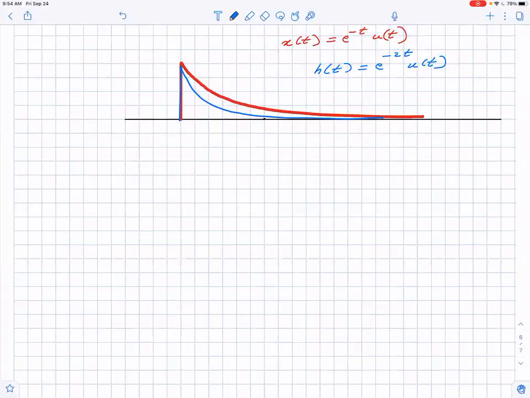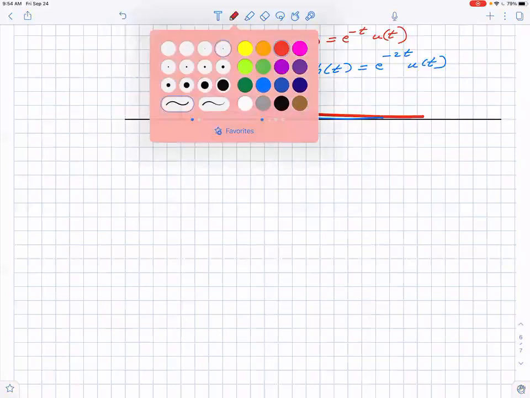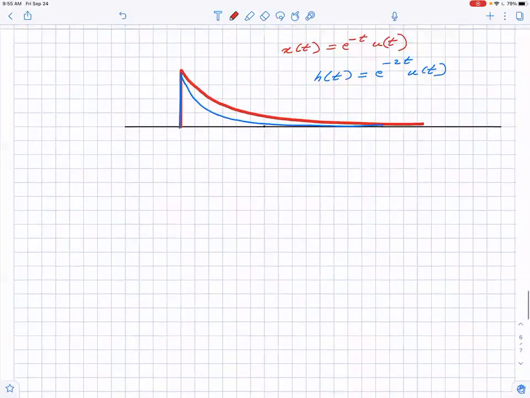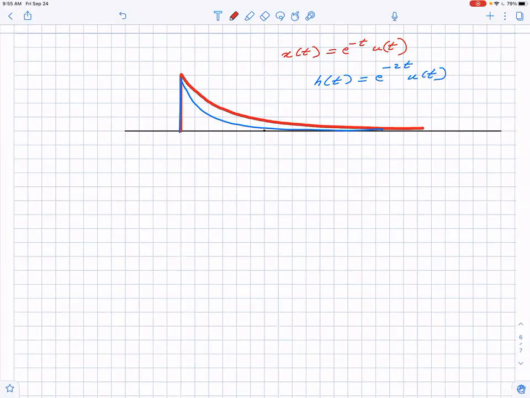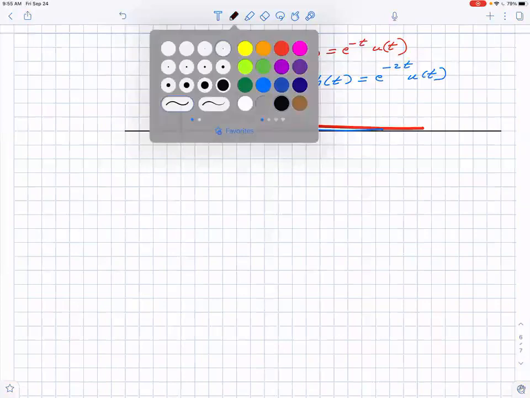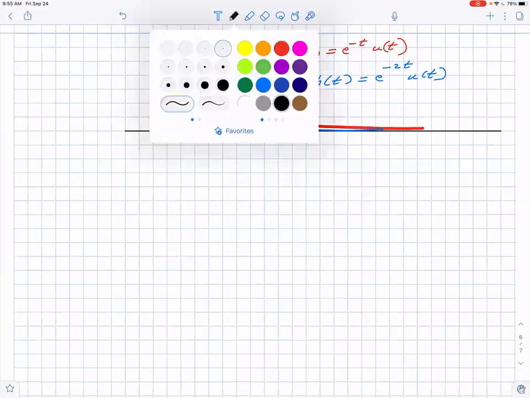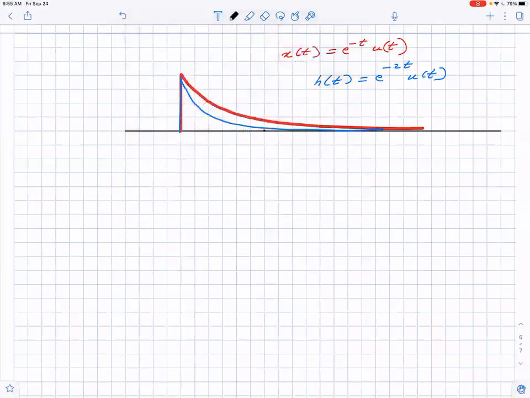Consider this problem where we're given the input signal x of t. It is an exponential signal times unit step, and we are drawing that signal as well. The red signal is x of t, and h of t, the impulse response, is as shown. It is e to the negative 2t u of t. And we'd like to find y of t, which is given by the convolution between x of t and h of t.